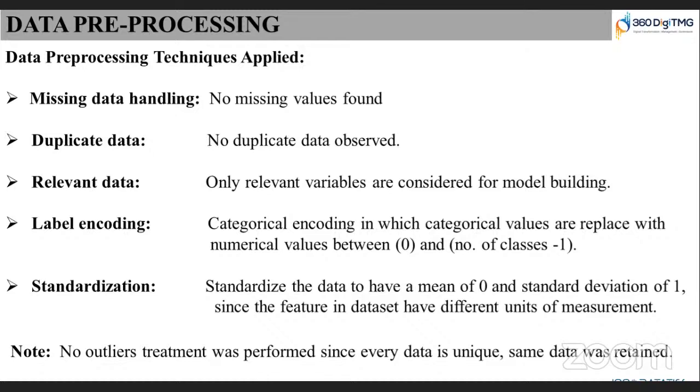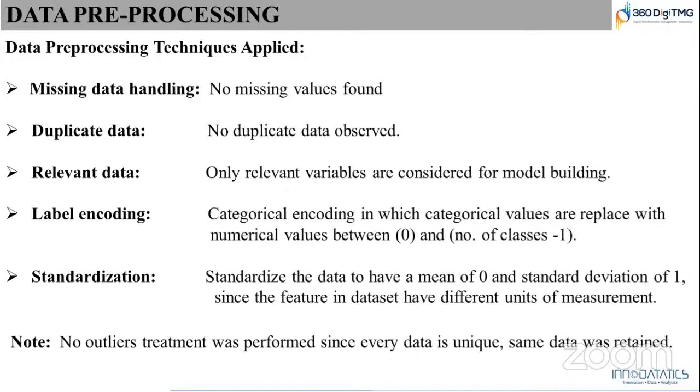And the second is duplication data. There was no duplication data observed. Third, we have taken relevant data only, which are considered for model building. Fourth, we have done label encoding to our categorical column, which converts it to numeric so our machine can understand the data.